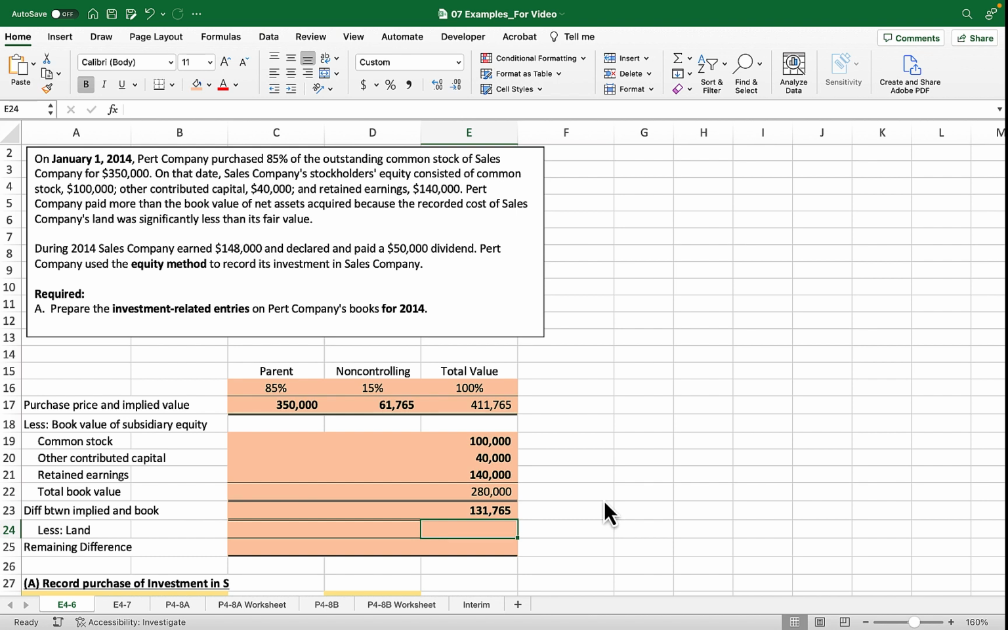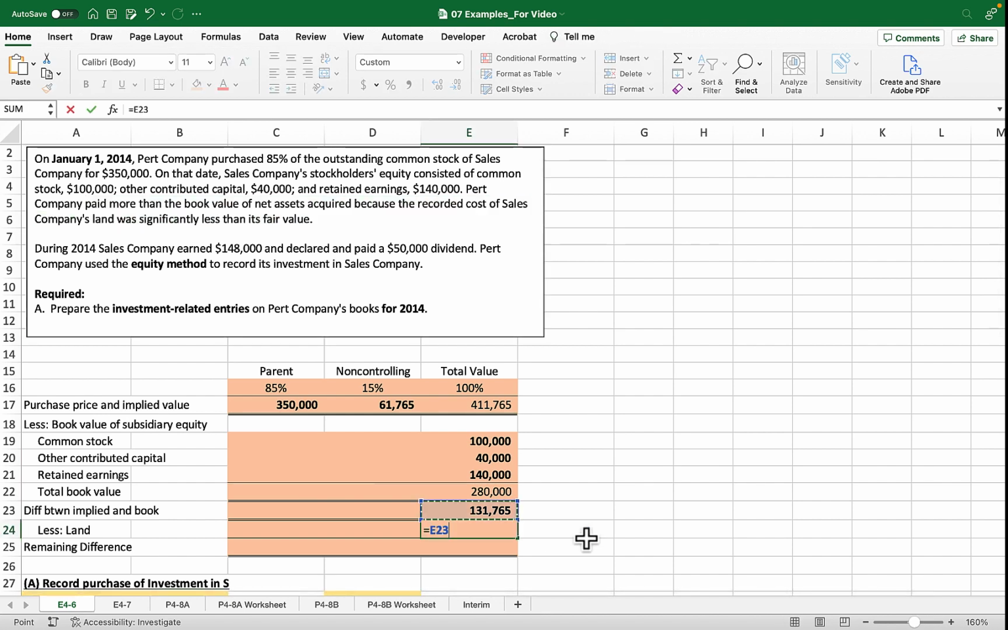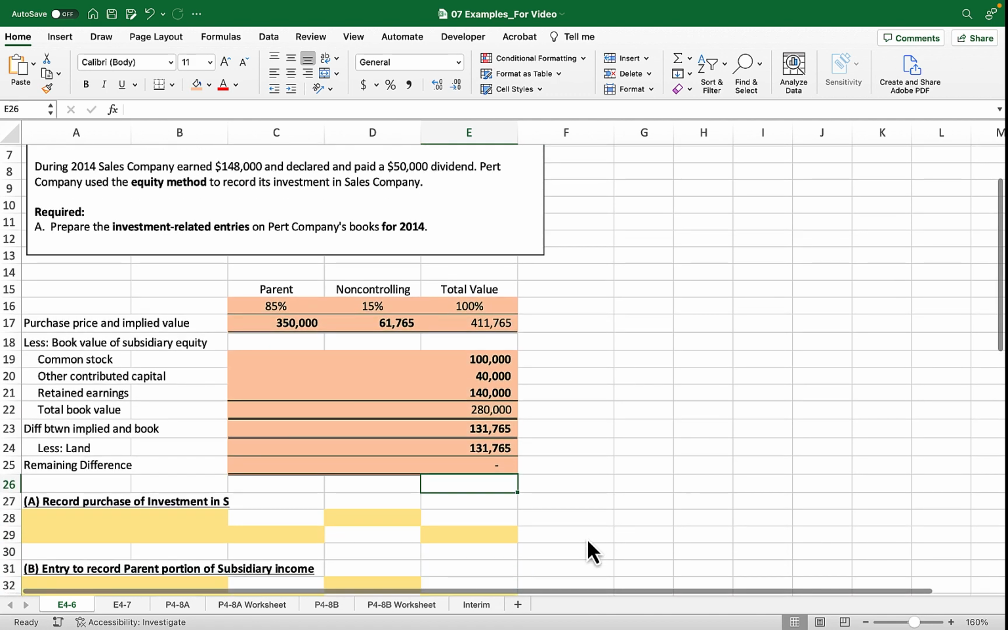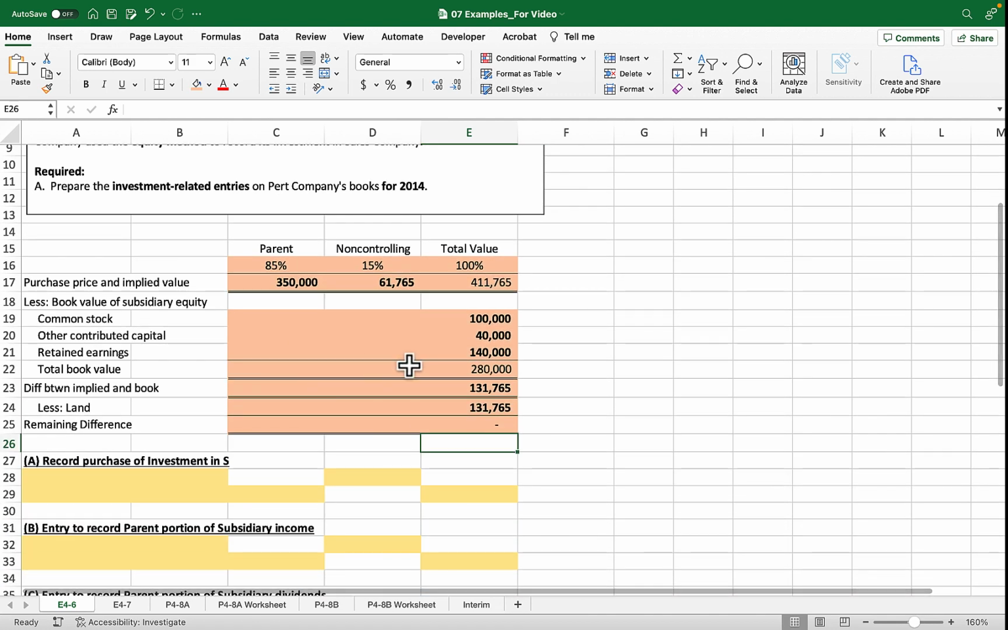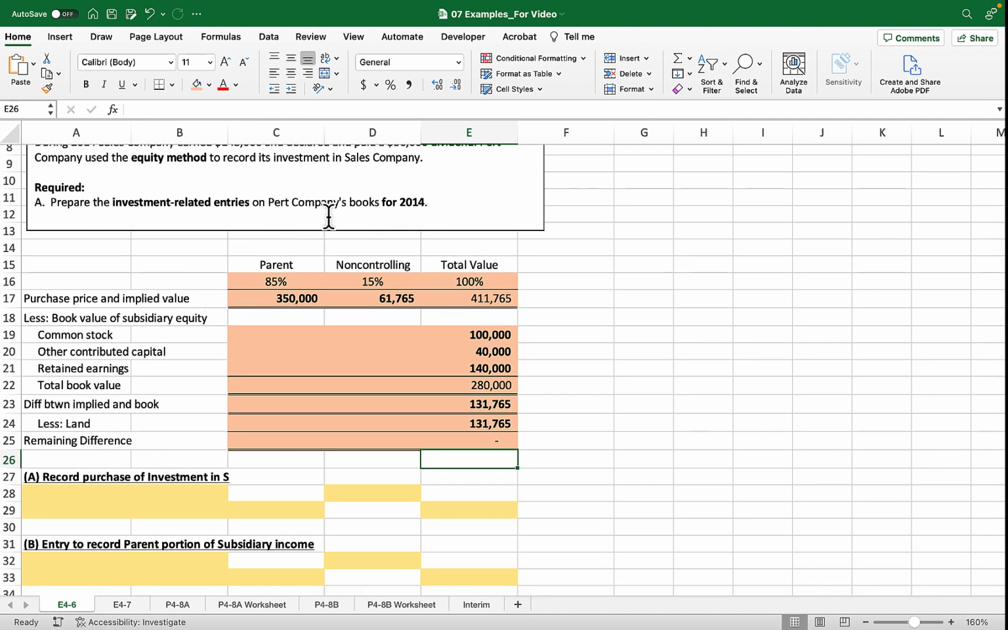So, we have to go back to our problem here to get more information. And it tells us that they paid more than the book value of net assets because land was worth more. So what they're telling us there is to allocate this entire amount to land as a fair value adjustment, which means there is nothing left over to be goodwill or a gain on bargain purchase. So now we can get to the part that they actually wanted us to do, and that was prepare the investment related entries on the parent's books.